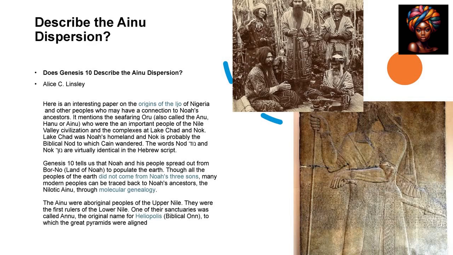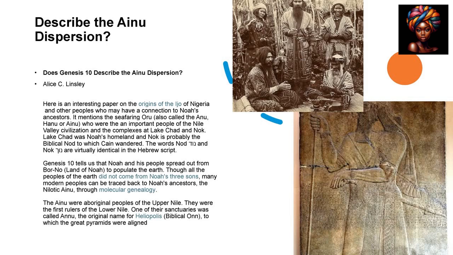Genesis 10 tells us that Noah and his people spread out from Borno, or land of Noah, to populate the earth. Though all the people of the earth did not come from Noah's three sons, many modern people can be traced back to Noah's ancestors, the Nilotic Anu, through molecular genealogy. It says the Anu were an aboriginal people of the Upper Nile. They were the first rulers of the Lower Nile. One of their sanctuaries was called Anu, the original name for Heliopolis, or biblical On, to which the Great Pyramid was aligned.